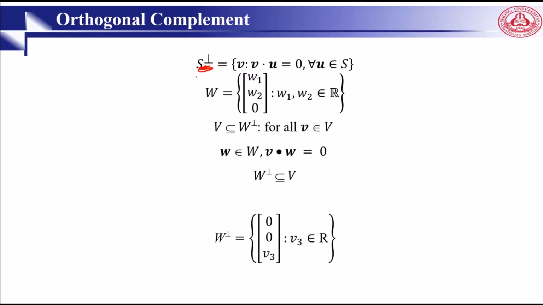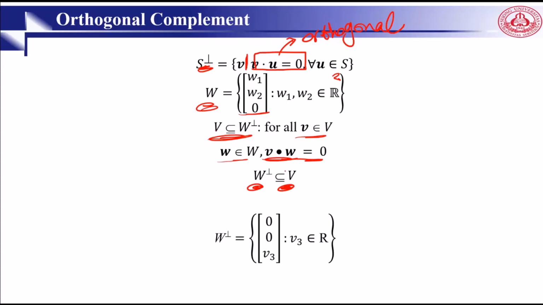So we learned that S perp is the set of vectors that are orthogonal to every other vector in S. Suppose we have W as the xy plane in R3, for example. Then a vector V, for example (V1, V2, V3), lies in W perp if and only if V dot W is equal to 0, right? Then we say W perp is the subset of V, where V is the set of vectors.